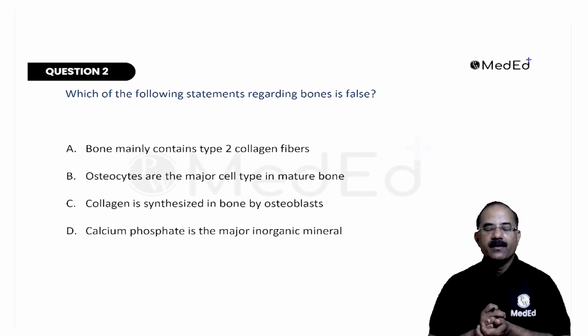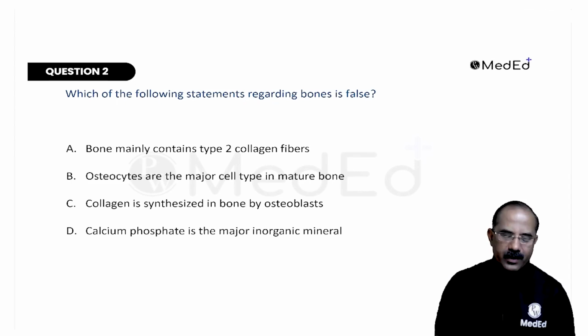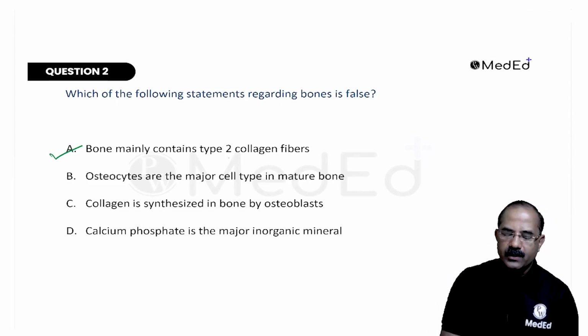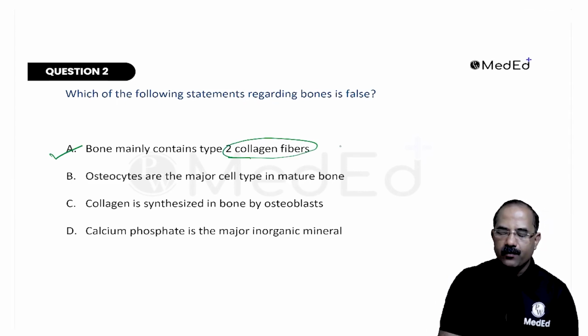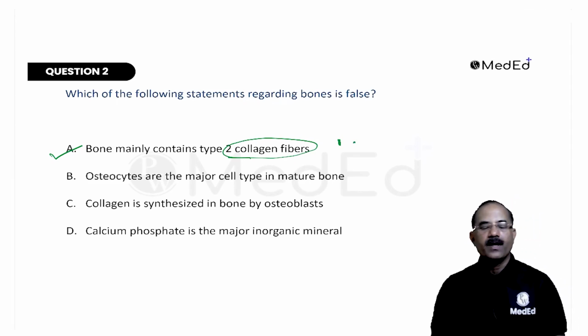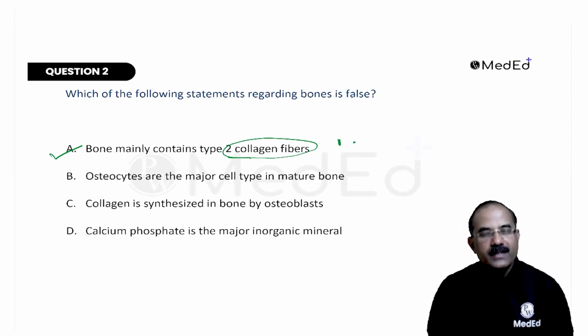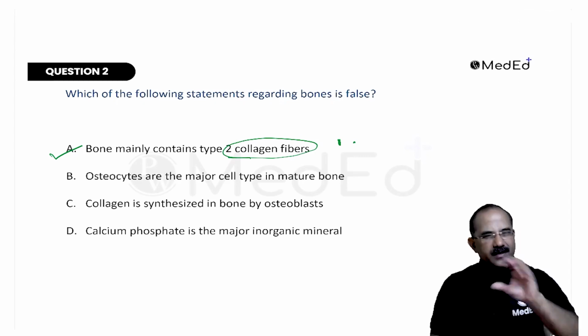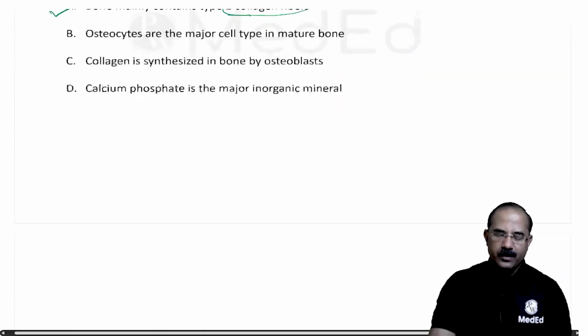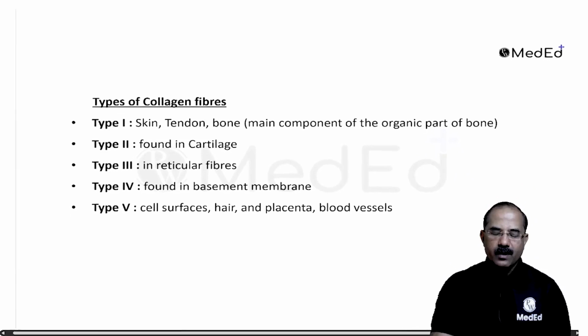Which of the following statements? Yes. Very good. So bone contains type 2 collagen fibers. This is wrong. What is the type of collagen fiber? Type 1. Type 1 collagen fiber is present in bones. Okay, let us understand the types of collagen fibers. Just remember this. This also comes in MCQ.